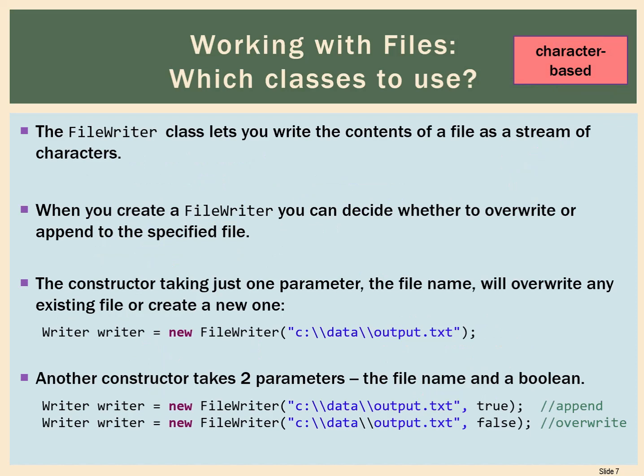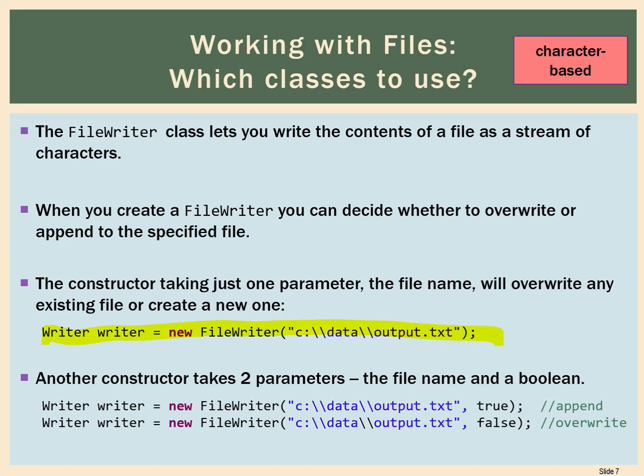So if we use a file reader to do character-based reading, we're going to use a file writer to do character-based writing. And when you make a file writer, again, just like our file reader, we will use polymorphism. We'll declare the variable writer to be of class Writer, and we'll instantiate it with a new FileWriter.